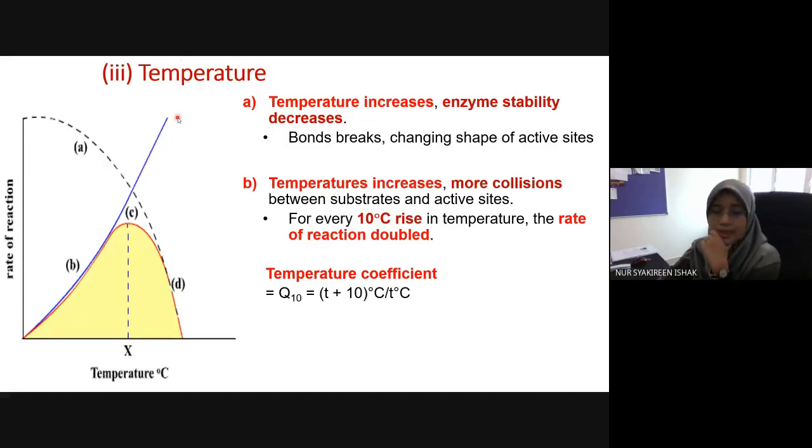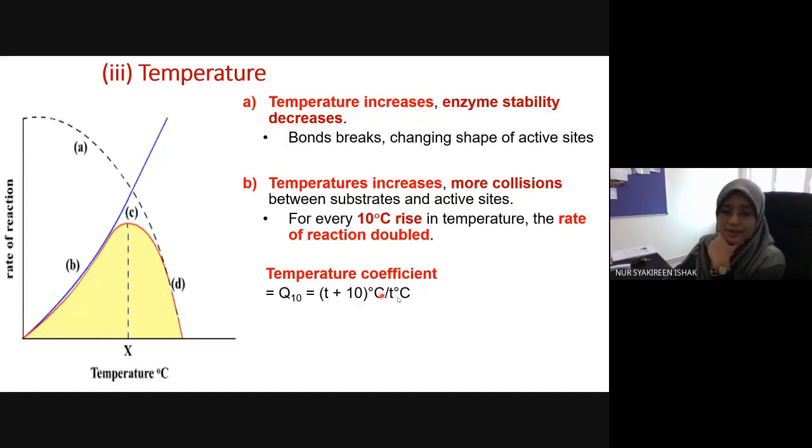So it says here, for every 10 degrees rise in temperature, the rate of reaction will double. Every 10 degrees, the rate of reaction will double. So it leads to here, the temperature coefficient, which is Q10. So this is the formula: the rate at T plus 10 degrees Celsius divided by the rate at temperature T degrees Celsius.